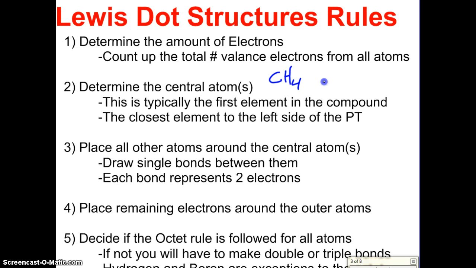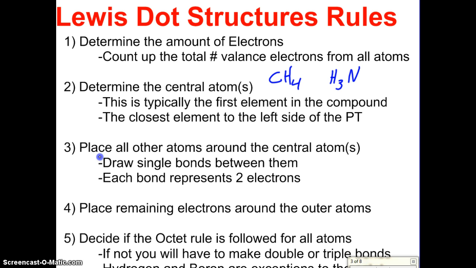Let's say we have H3N. Hydrogen is our first element. In CH4, carbon was the first element, so it was very obviously our central atom, but here hydrogen is our first element. It can't be central. So nitrogen, again, would be our central atom. So in most cases, the first element will be our central atom. Sometimes we may have to go to the second one if the first element is hydrogen.